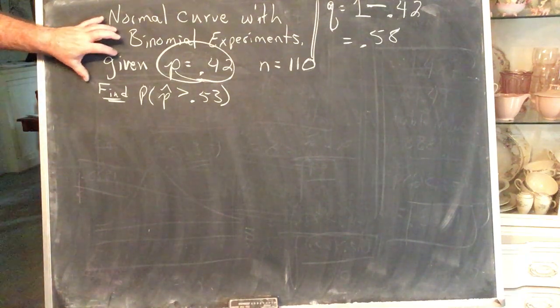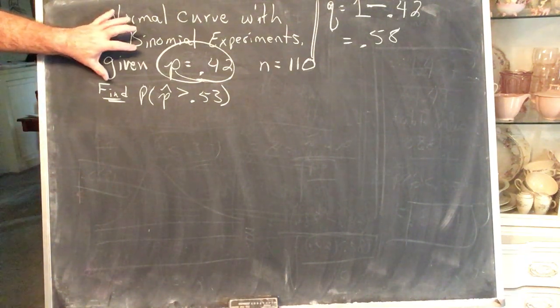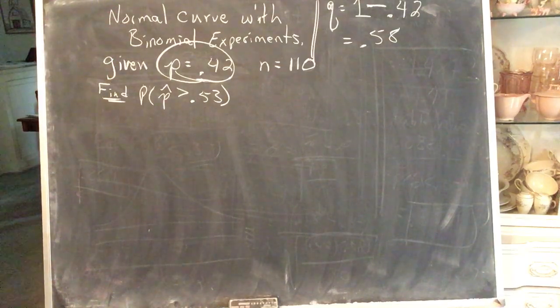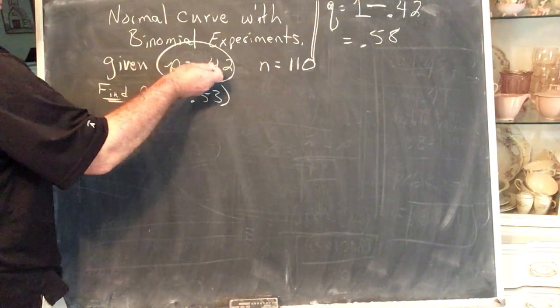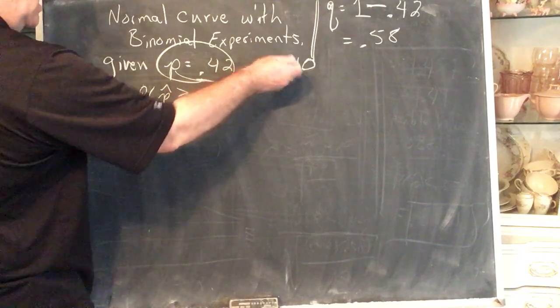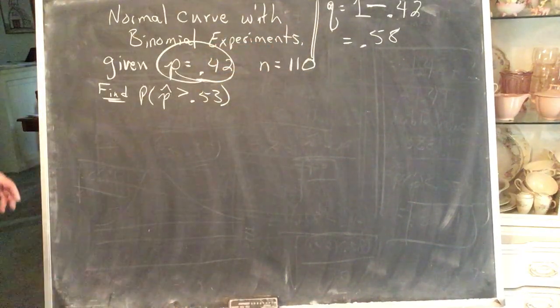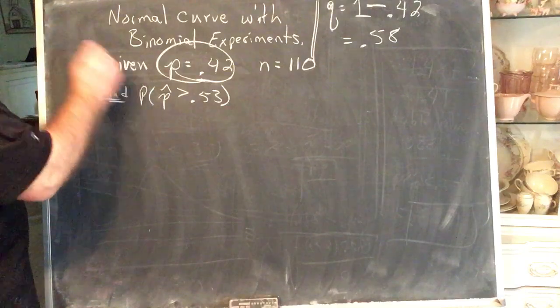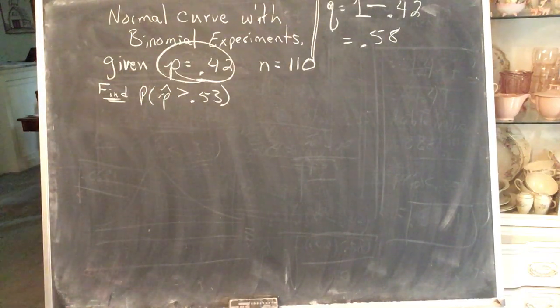All right, now that we have our bearings, we should be able to just comb right through this example. We're given the same information. P is still 0.42 and n is still 110. We've already computed Q to be 0.58. And our question now is, what is the probability that P hat is greater than 0.53? This should follow the previous lines very, very similarly.